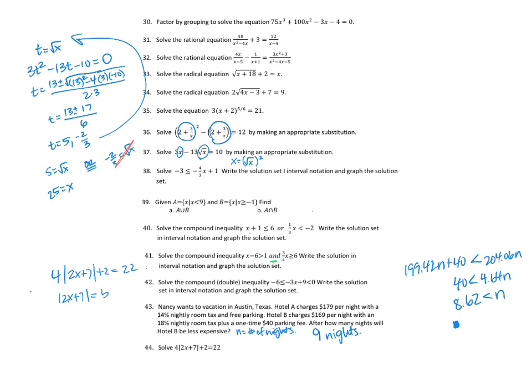So what this is telling me is that either 2x plus 7 is equal to 5 or 2x plus 7 is equal to negative 5. So I can have either of these two cases. If 2x plus 7 is equal to 5, I can subtract the 7 over: 2x is equal to negative 2, so x is negative 1. And if 2x plus 7 is equal to negative 5, when I subtract the 7 over, I get 2x is equal to negative 12. Divide by 2, I get x is equal to negative 6. So those are the two solutions on that one.